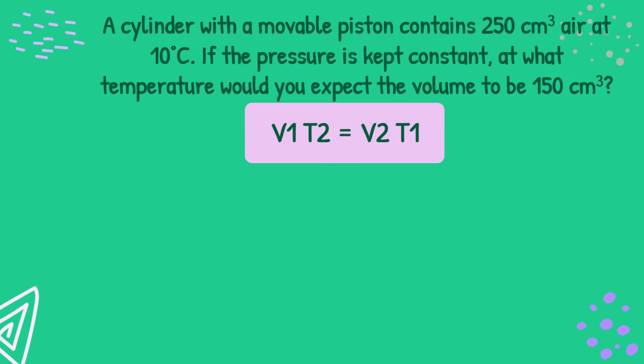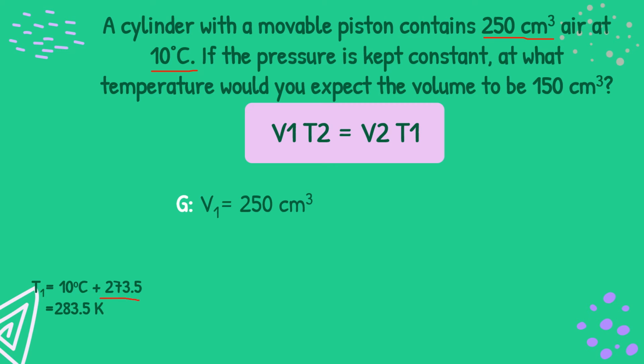So let's say we have a cylinder with a movable piston that contains 253 cubic centimeter of air at 10 degrees Celsius. If the pressure is kept constant, at what temperature would you expect the volume to be 150 cubic centimeter? So first, let's identify the givens. First, we have 250 cubic centimeter as the initial volume. Next, we have the temperature, 10 degrees Celsius.